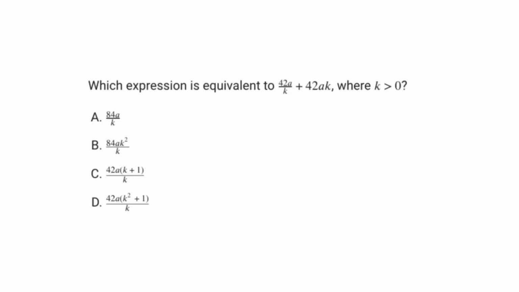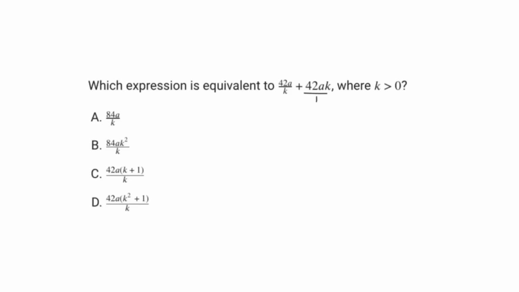Which expression is equivalent to 42a over k plus 42ak, where k is a value greater than 0, and we get all these answer choices. All right, so what we're going to do here is pretty much just try and simplify this into its simplest form, essentially. Oh, wait, actually, let me backtrack. So you get 42a over k, right? And we get 42ak over 1, let's say.